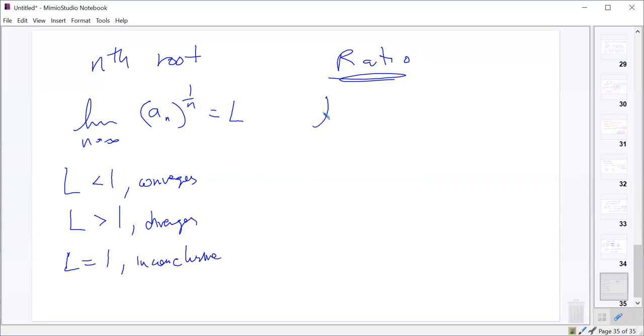The ratio test, though, requires us to look at the limit as n approaches infinity of the n plus first term over the nth term of our series. And then all of this same stuff applies. And this is the one that gets used most often on the free response questions on series.